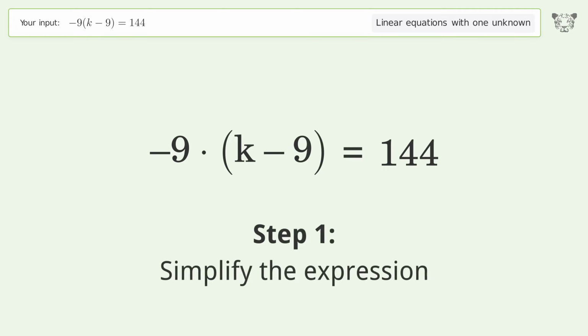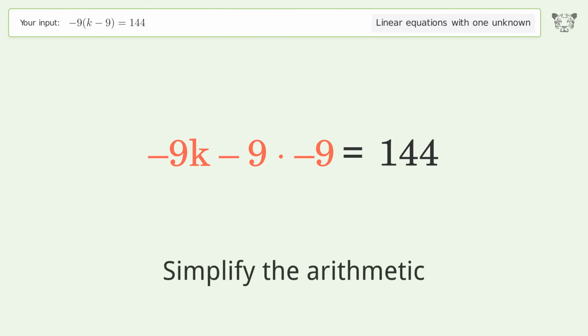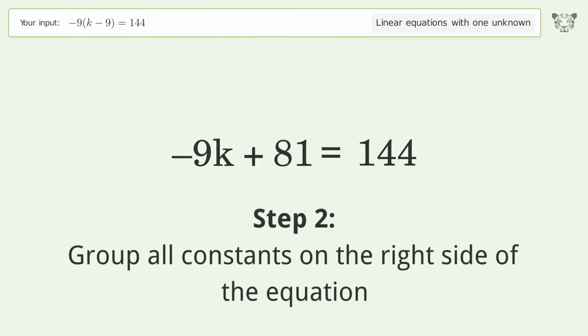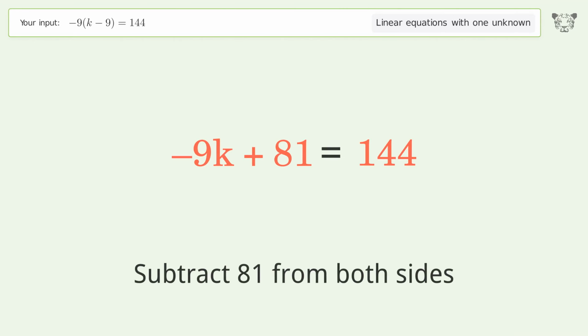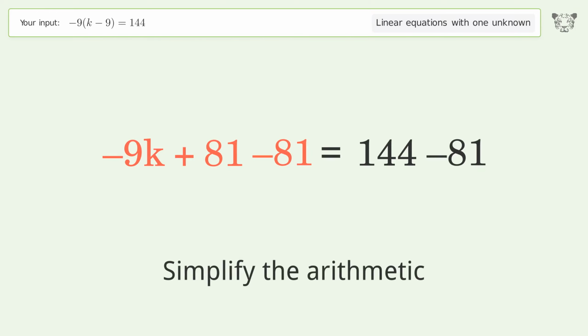Simplify the expression. Expand the parentheses. Simplify the arithmetic. Group all constants on the right side of the equation. Subtract 81 from both sides. Simplify the arithmetic.